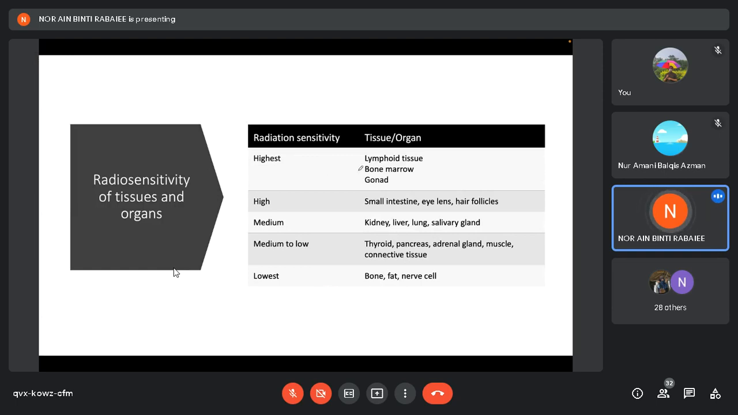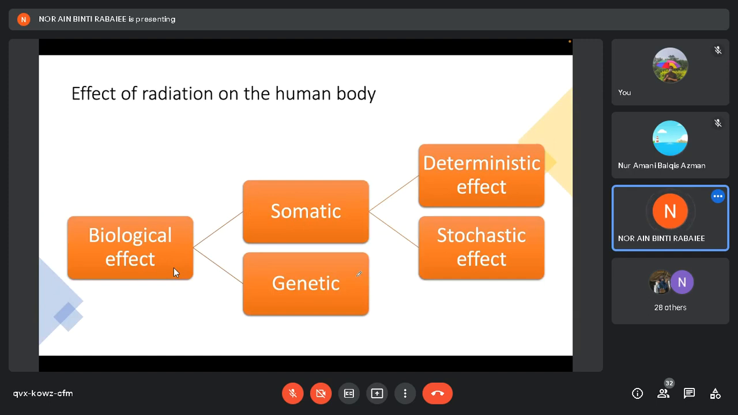Okay, this is what I mentioned about the level of radiation sensitivity. Lymphoid tissue, bone marrow, and gonad have a high level of sensitivity. Small intestine, islets, and hair follicles also have a higher sensitivity, but not as high as the previous ones. And then the bone, fat, and nerve cell have the lowest radiation sensitivity compared to the others.